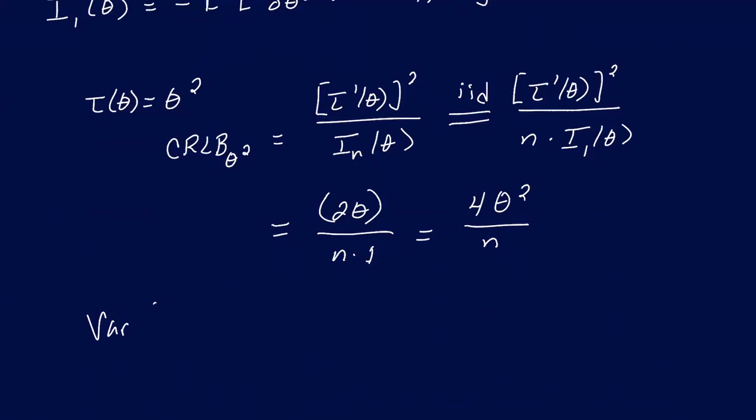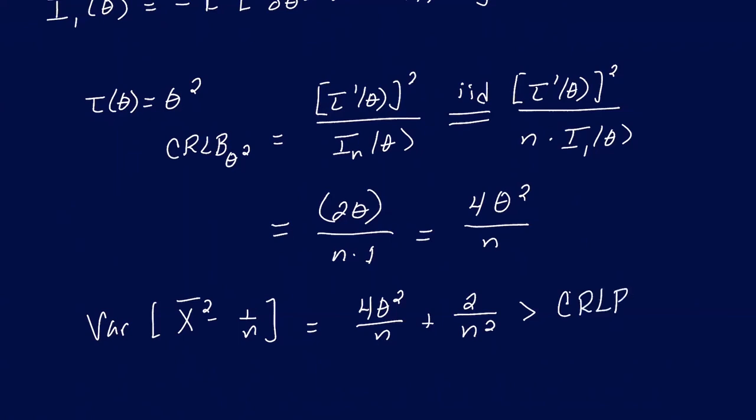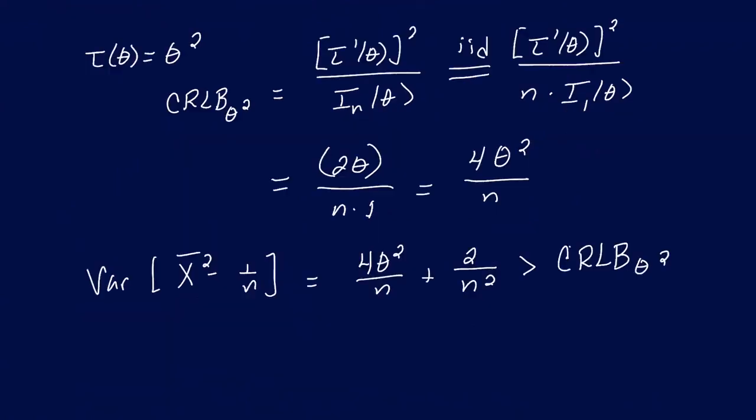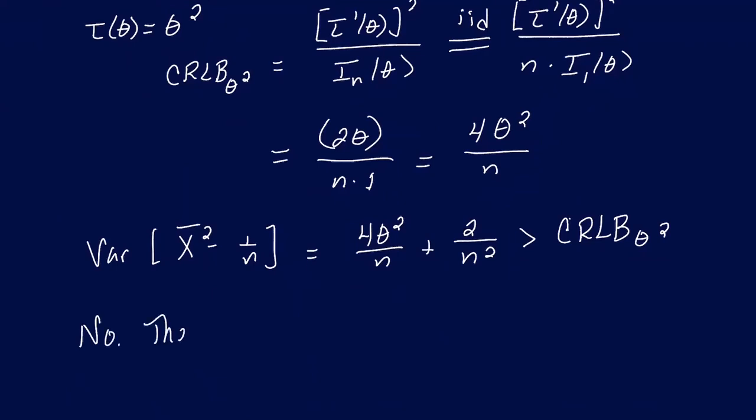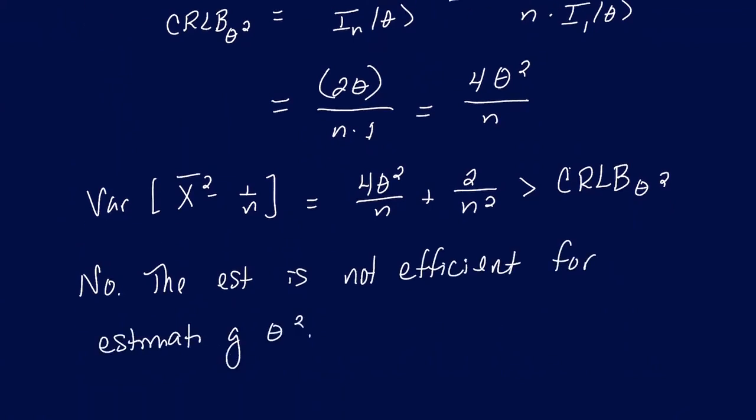Remember, the variance of our estimator was 4 theta squared over n plus 2 over n squared. So this is strictly greater than, for all integers n as a sample size, positive integers, 1, 2, 3 on up, the Cramer-Rao lower bound for theta squared. So the answer is no. The estimator is not efficient for estimating theta squared.